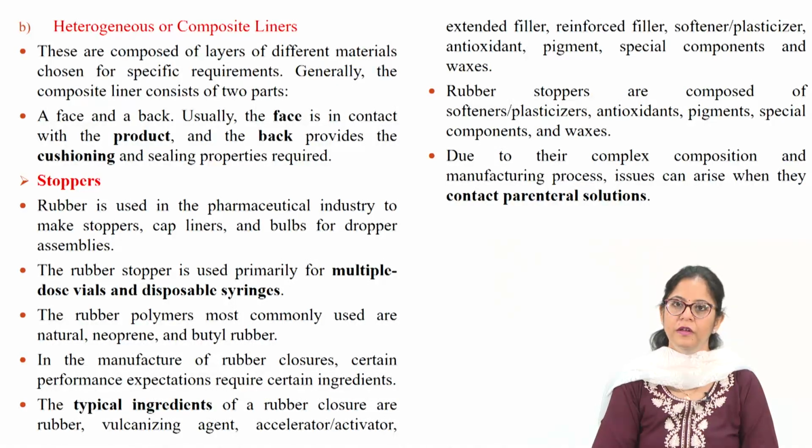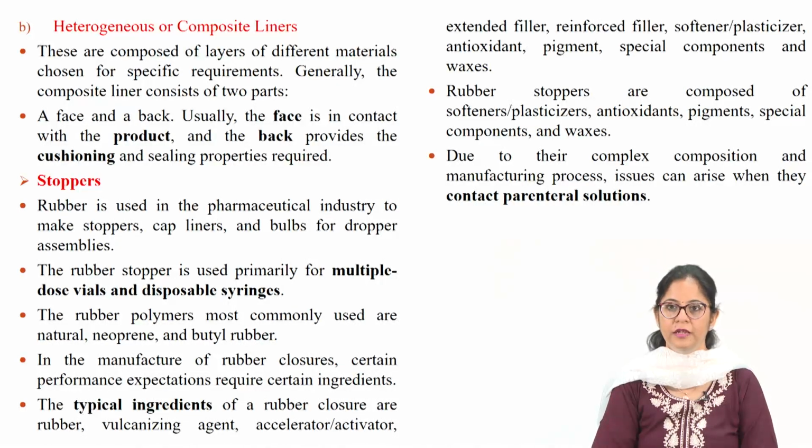Stoppers. Rubber is used in the pharmaceutical industry to make stoppers, cap liners and bulbs for dropper assemblies. The rubber stopper is used primarily for multiple dose vials and disposable syringes. The rubber polymers most commonly used are natural, neoprene and butyl rubber. In the manufacture of rubber closures, certain performance expectations are there.